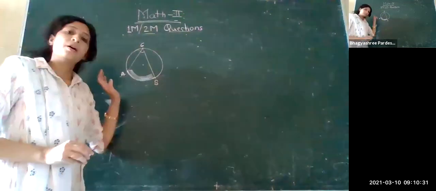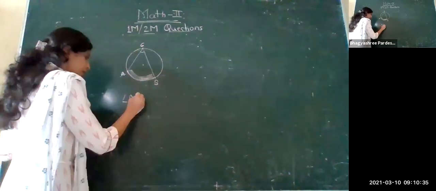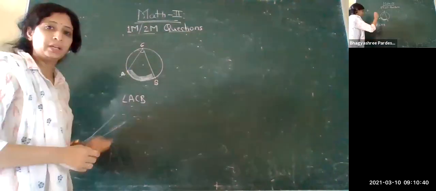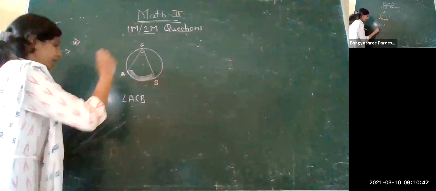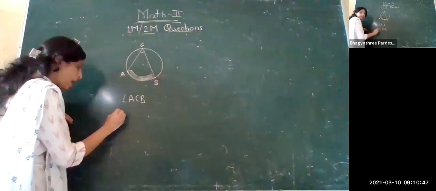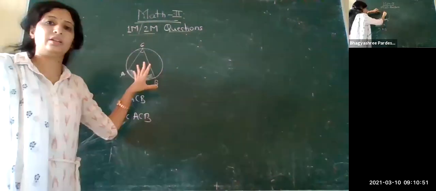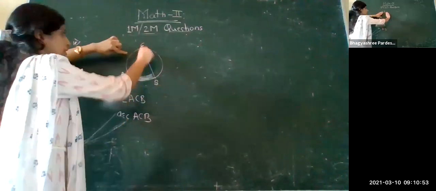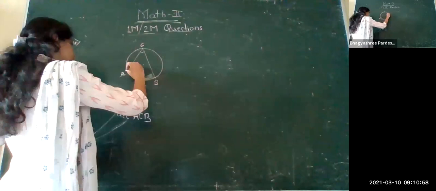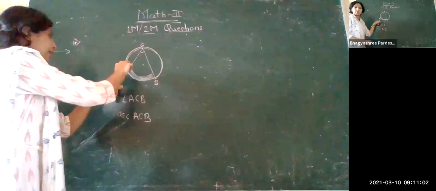But if I am writing this angle ACB, then I will say that it is half of this arc AB. But if I am now writing this as arc ACB, the total meaning changes here. We don't have to do anything with this angle. Now the question is regarding this one, this arc ACB.